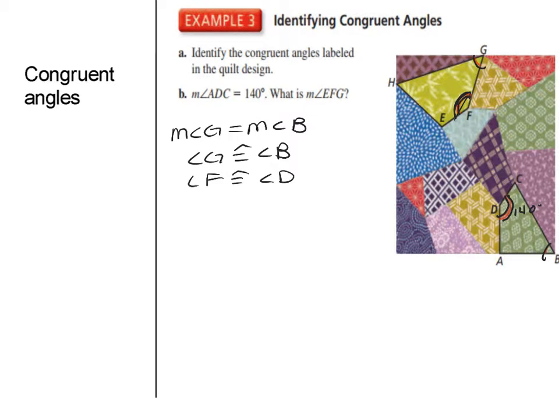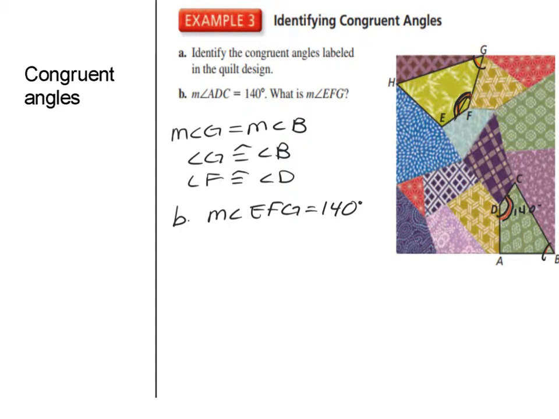140 also, right? Because they're congruent. So for part B, we have the measure of angle EFG is 140 degrees because it's congruent to the angle ADC. So they're both 140. Does that make sense? Questions?